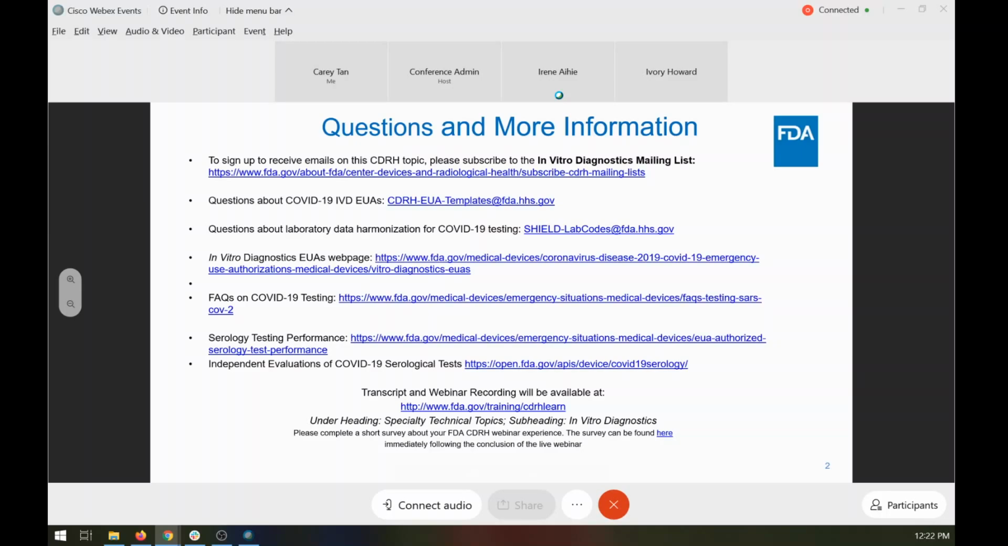And then the other update that I have is that earlier this week, we updated the antigen template, the EUA template for antigen tests. And this update adds some recommendations regarding studies for screening of asymptomatic individuals and for multi-analyte antigen tests. So that template replaced the older one that was on our website and is available for test developers to use as you prepare your EUA requests. And with that, we can turn it over to questions.